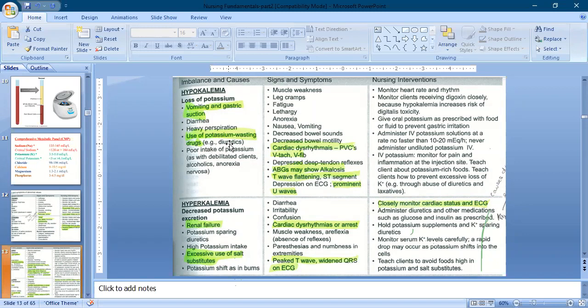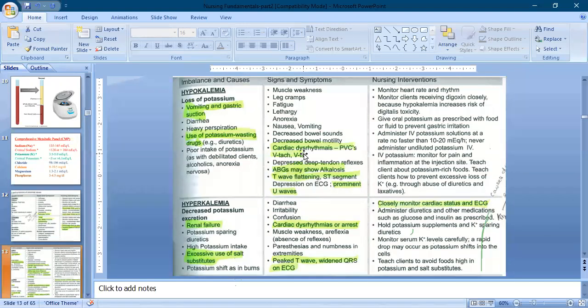What are the signs and symptoms of hypokalemia? I told you the major problem is cardiac dysrhythmia. So dysrhythmia leads to supraventricular tachycardia or ventricular tachycardia or ventricular fibrillation. Basically all of them lead to cardiac dysrhythmia, and the patient can finally die because of dysrhythmia.